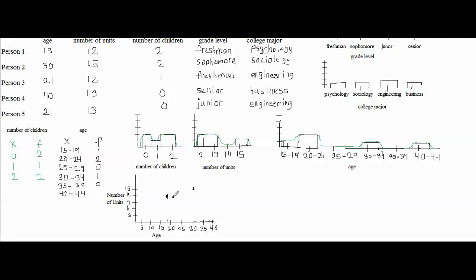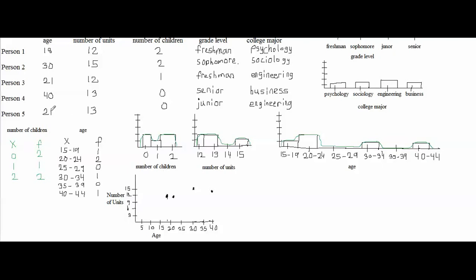Person 5 is 40 years old, which is out here, and is taking 13 units. 13 units is a little bit above 12 right here on the y-axis. So let's move over from 13 until we get to 40. And this person is right here, about right there.